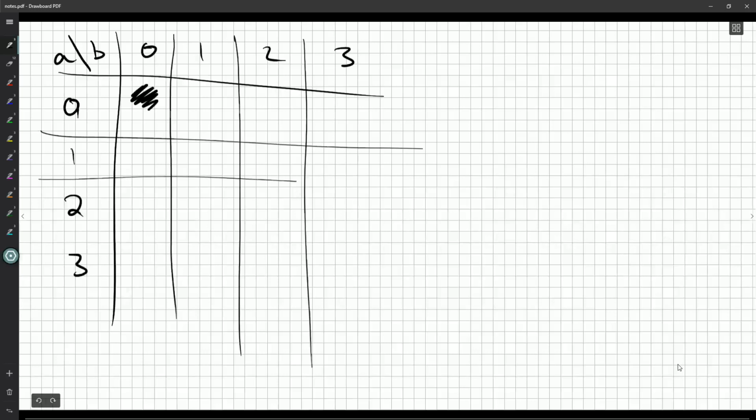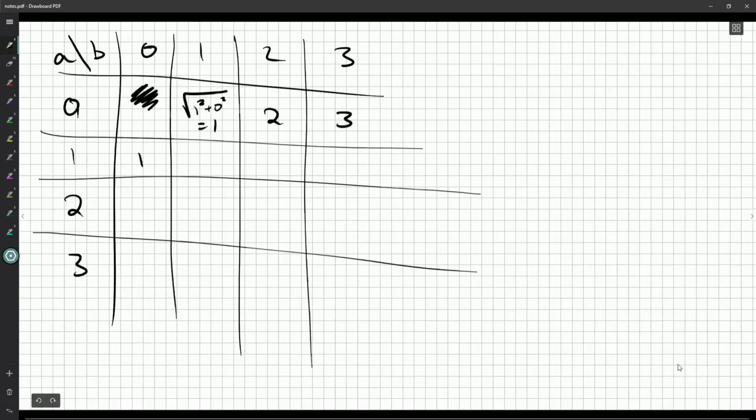There's going to be symmetry in here. I actually don't need to fill out the bottom half of this table, but I will anyway. So this is square root of 1 squared plus 0 squared. This is going to be 1. These distances, they're not that bad to compute. You'll notice there's going to be symmetry along the main diagonal.